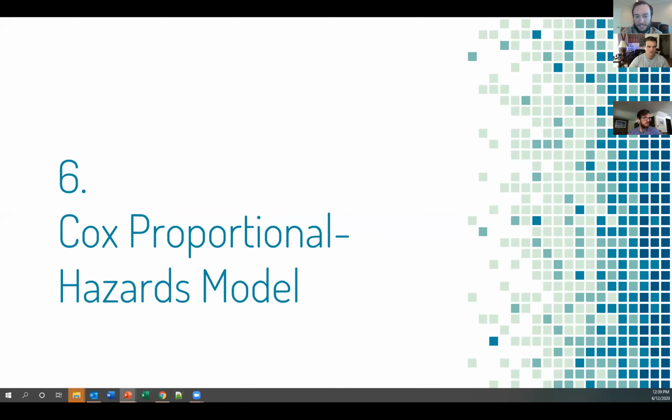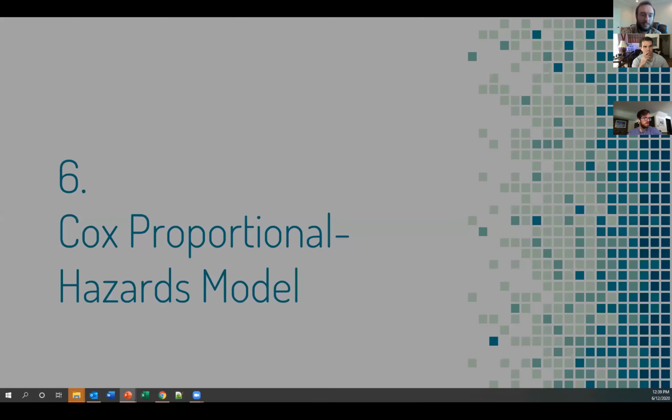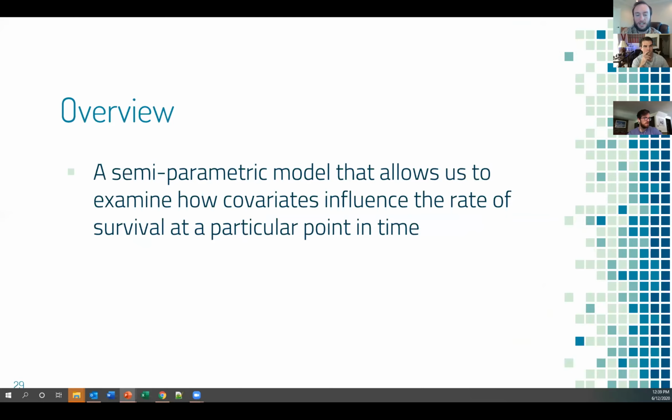Okay, so the last methodology that we're going to be discussing today is the Cox proportional hazards model. This is a very useful model because it allows you to introduce time-dependent covariates in your analysis, so that way you can see how survival is affected by these covariates. Because oftentimes there are multiple variables that we're interested in understanding, and how those variables influence the probability of survival.